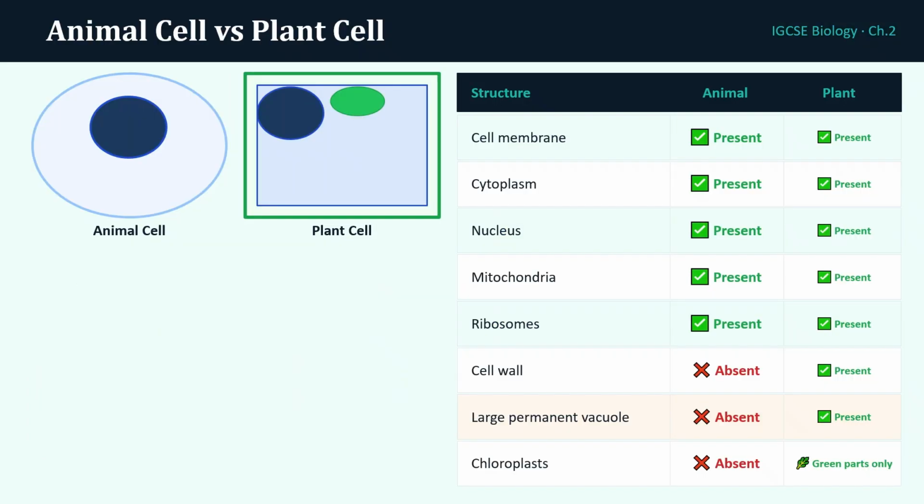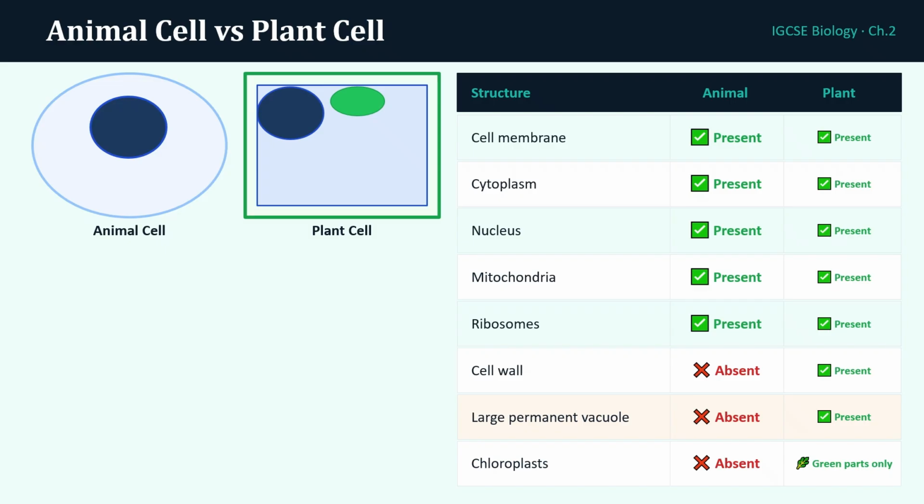Look at this comparison table. It appears in almost every paper. Look at the two diagrams on the top. You can see the difference in the shape. But if you look at the table, the first 5 rows: cell membrane, cytoplasm, nucleus, mitochondria, and ribosomes. They are the shared structures present in both animal and plant cells, because both cell types need them and have them. But the bottom 3 rows, cell wall, large permanent vacuole, and chloroplast, are only present in plant cells.